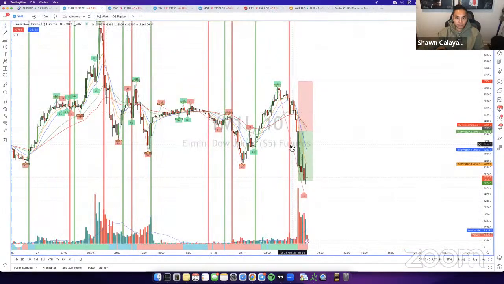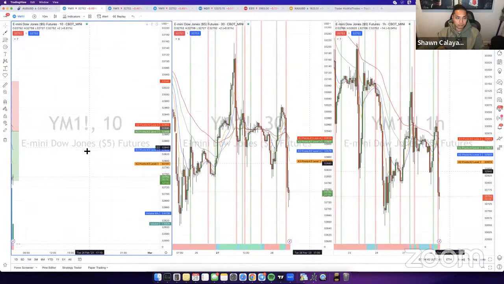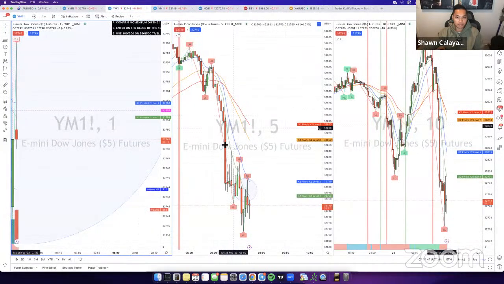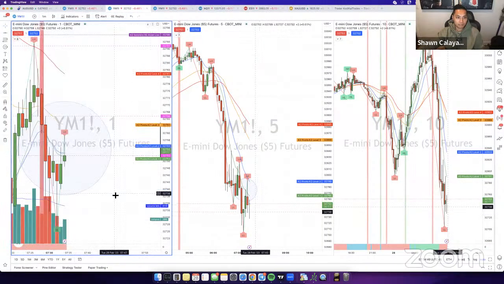Looking over here on the higher time frames, let me see. The 10-minute over here, everything here is still bearish. So I still think price is going to come down. I just don't know how long it's going to take for this to actually make its way down.